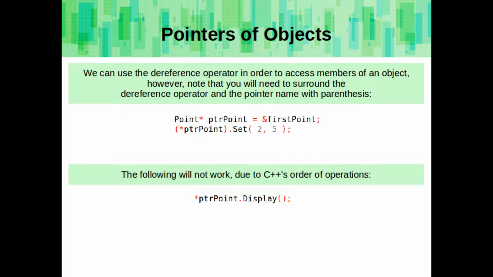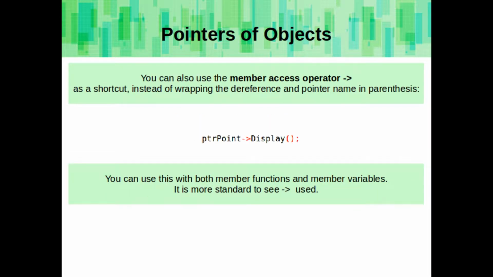However, note that you will have to surround the dereference operator and the pointer name with parentheses. The following will not work due to C++'s order of operations. You can also use the member access operator as a shortcut, instead of wrapping the dereference operator and the pointer name in parentheses. You can use this with both member functions and member variables.